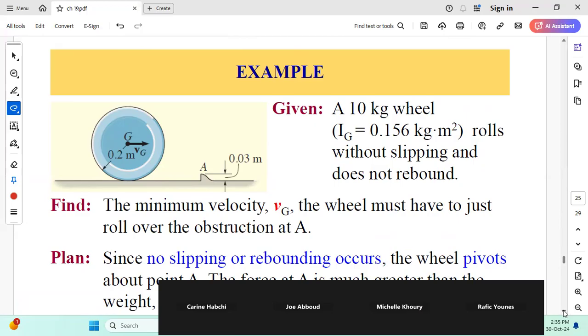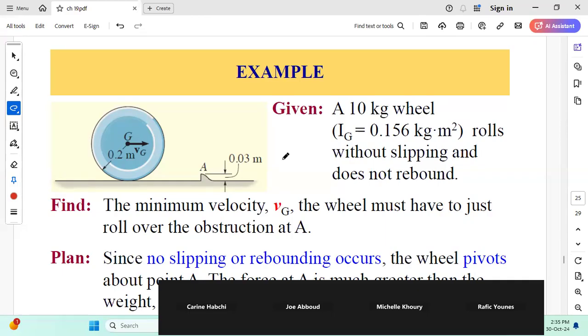Let us consider the following example. We have a 10 kilogram wheel that rolls without slipping and does not rebound. So we are in a rolling without slipping condition, and it will not rebound, meaning it will not lose contact with the floor. We want to find the minimum velocity Vg the wheel must have to just roll over the obstruction at A.